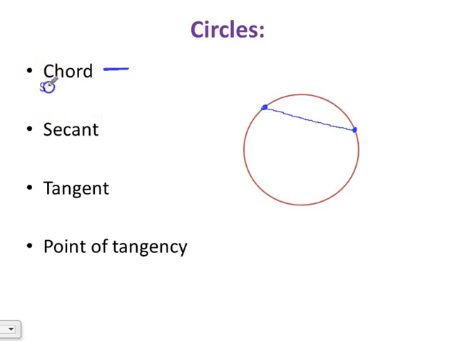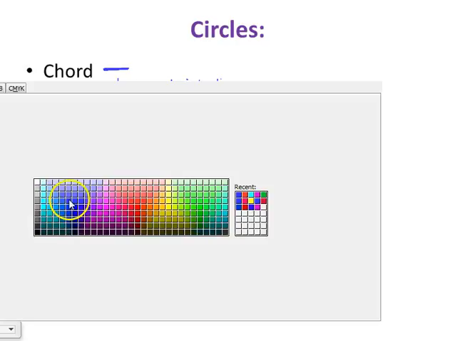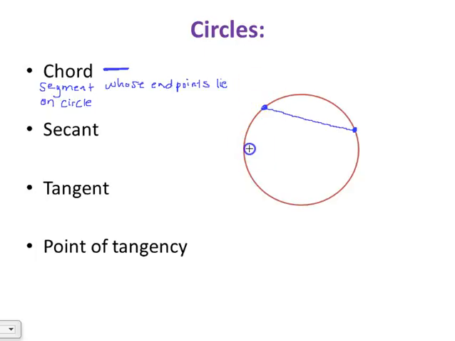So a chord is a segment whose endpoints lie on the circle. It does not have to go through the center of the circle to be a chord. It only needs to go from one endpoint of the circle to the other.